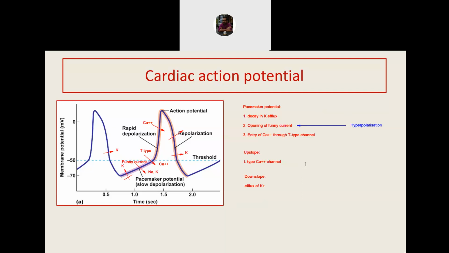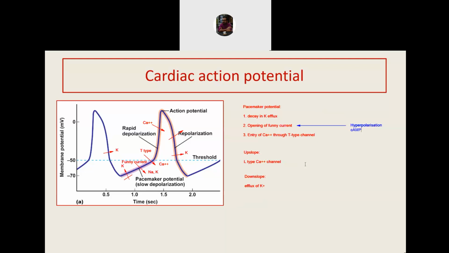This hyperpolarization current can be stimulated by many agents, and two important agents that can stimulate it are hyperpolarization and cyclic AMP. So anything that increases cyclic AMP or hyperpolarizes the cell can cause opening of the funny current. Although the funny current is a sodium and potassium current, conventional sodium-potassium channel blockers cannot block this current. So sodium channel blockers have no effect on the slow action potential.